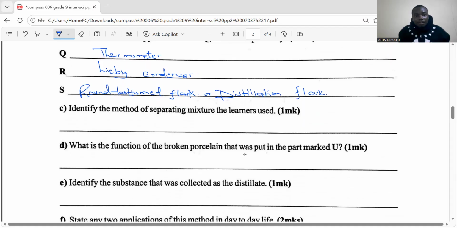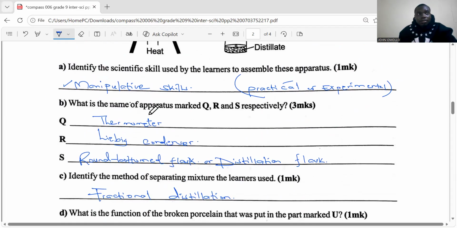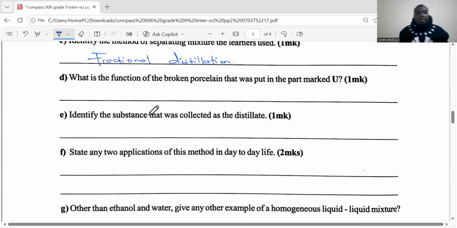Number C, identify the method of separating mixtures the learners used. So this method of separating the mixtures is known as fractional distillation. This method is known as fractional what? Distillation, because of the presence of the fractionating column at this point U. So this is the fractionating column. So the method is known as fractional distillation.